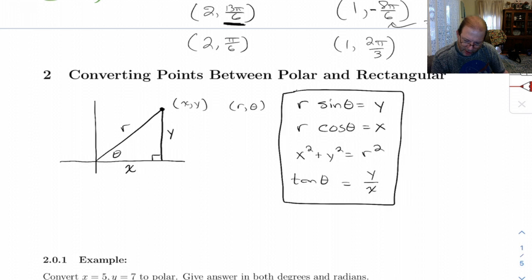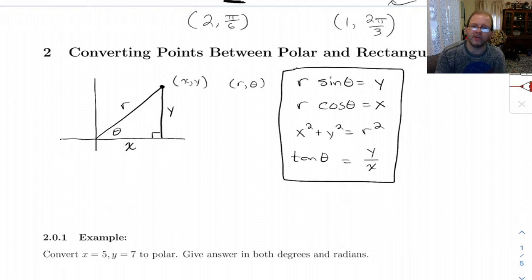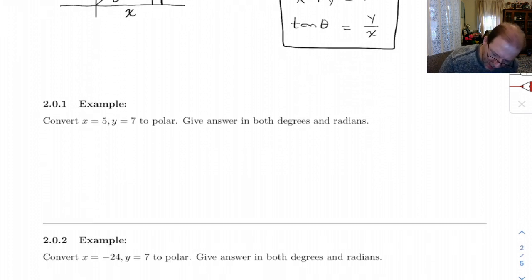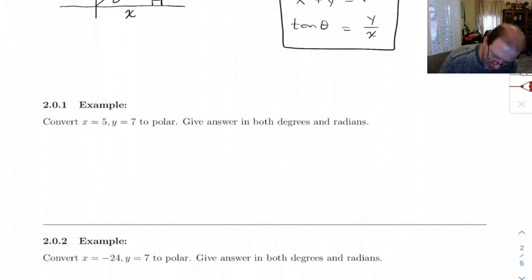The only thing we have to be careful with is tan theta. Well, actually, what I should say is we have to make sure that we're in the correct quadrant. So I've got several examples here I want to do, and I think each of these points is in a different quadrant. So first up, convert x equals 5, y equals 7 to polar, and give an answer in both degrees and radians. So 5, 7, that's going to be over 5 and up 7.